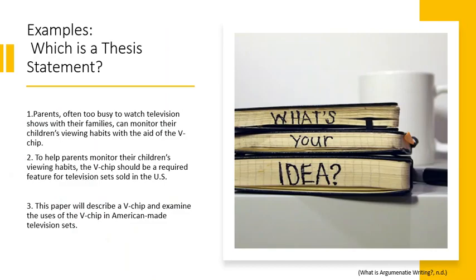We have 3 sentences. Let's read them and then determine which is a thesis statement. Number 1, parents, often too busy to watch television shows with their families, can monitor their children's viewing habits with the aid of the V-chip. Number 2, to help parents monitor their children's viewing habits, the V-chip should be a required feature for television sets sold in the United States.